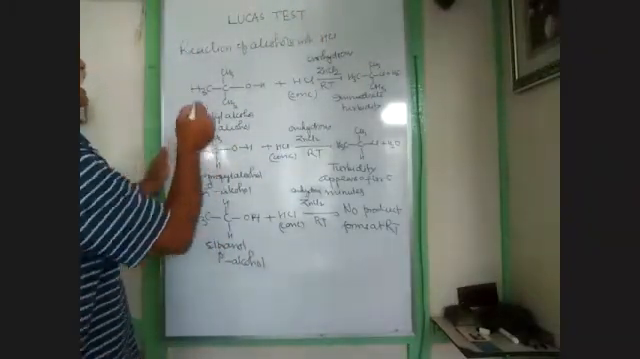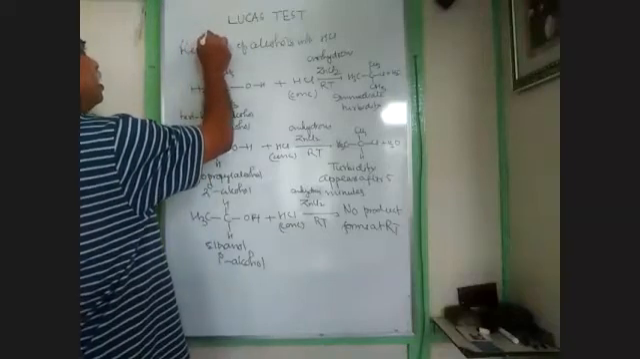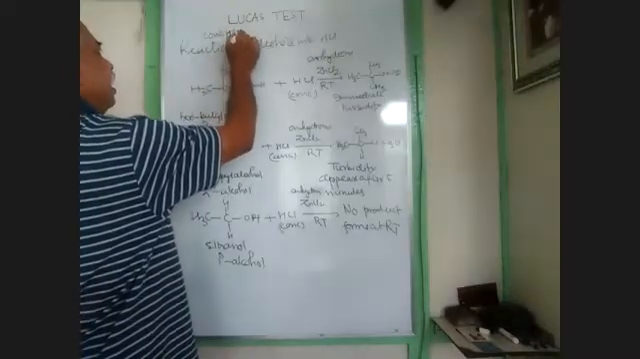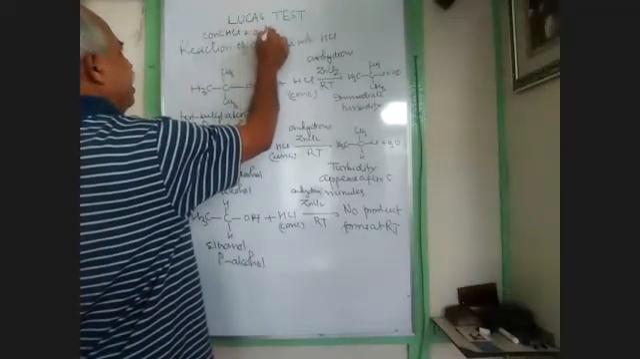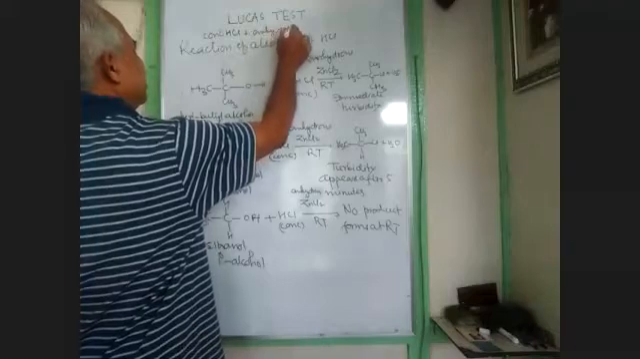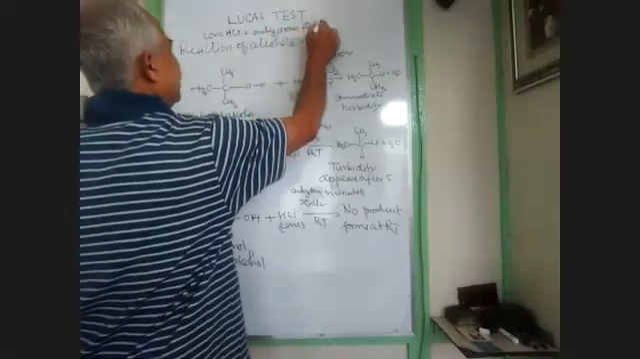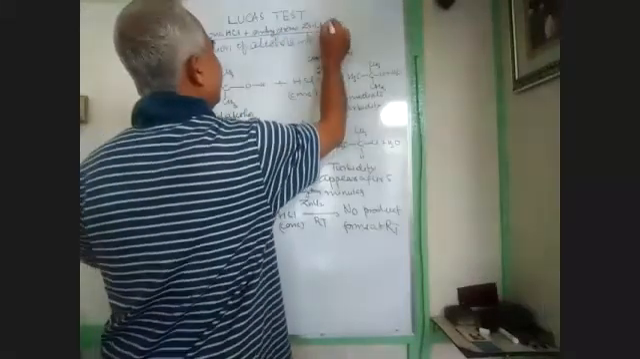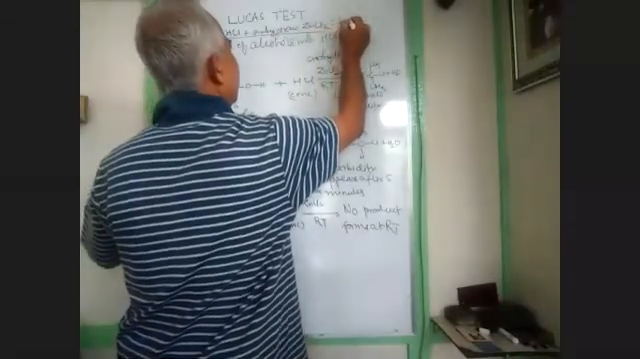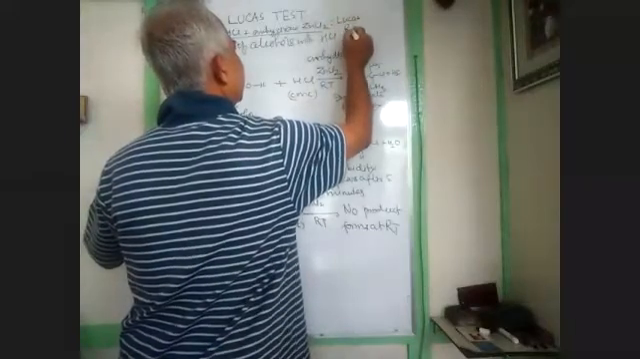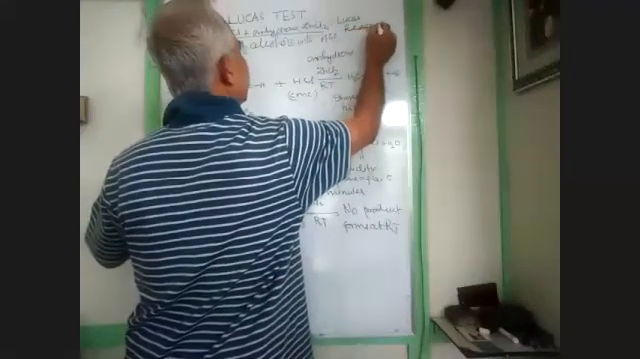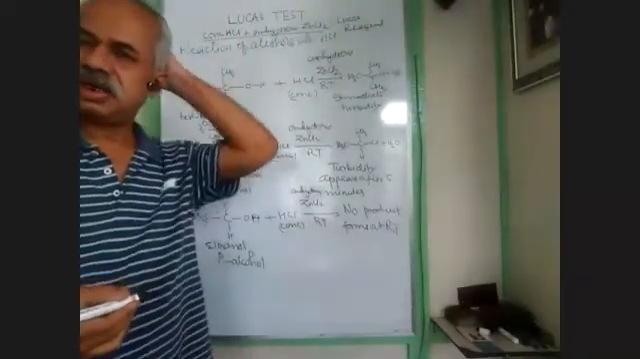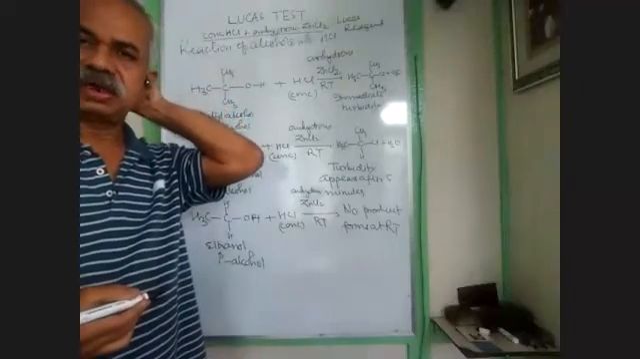All right? And concentrated HCl and anhydrous zinc chloride, this is the reagent. So this is called Lucas reagent. Don't forget. Concentrated HCl and zinc chloride is called Lucas reagent.